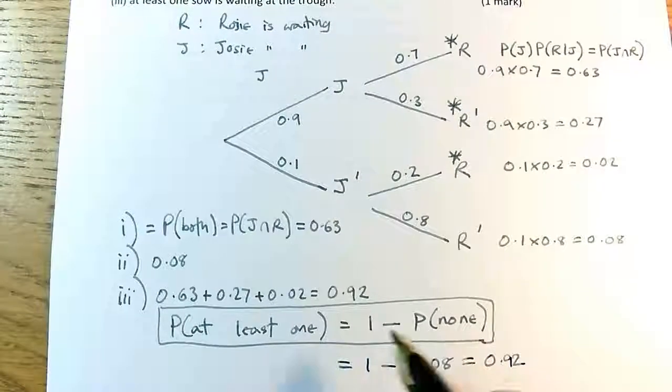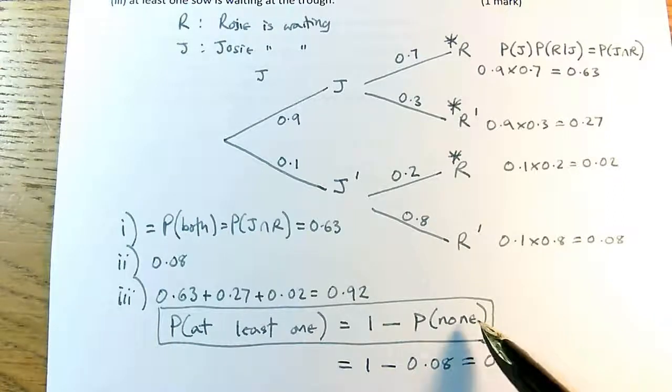Okay, that may have taken a while, but that's because I'm explaining this principle. It's worth maybe making a note of that: probability of at least one is 1 minus the probability of none. I bet we'll use that again.